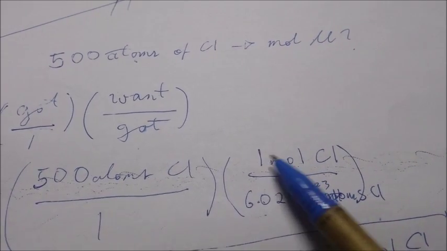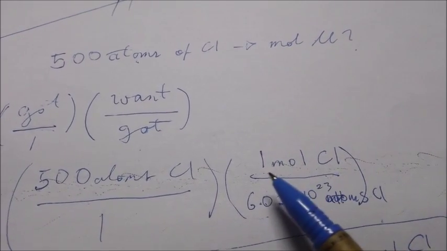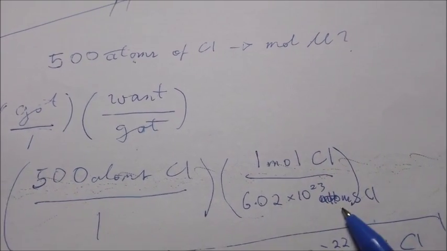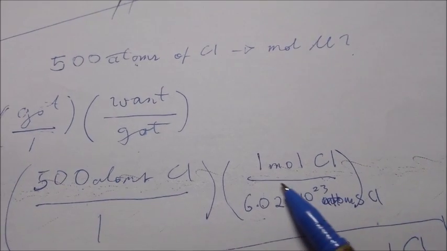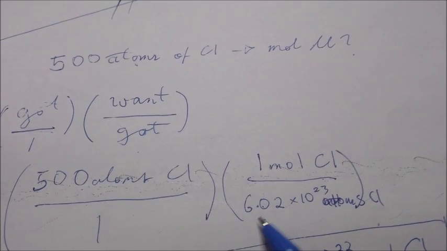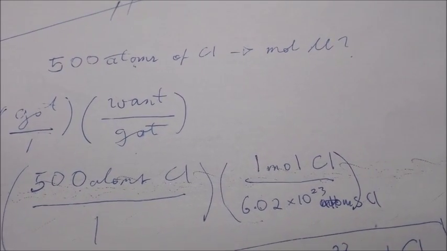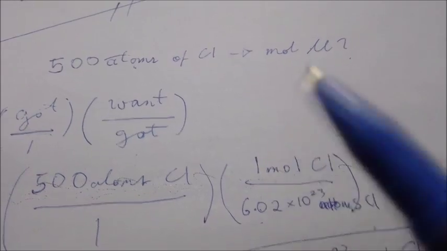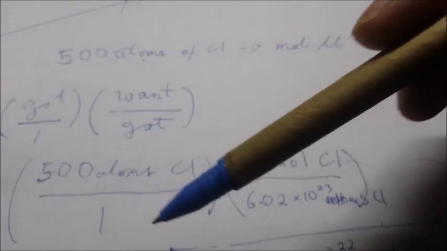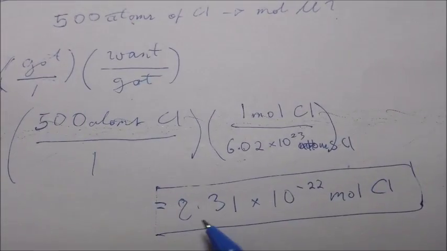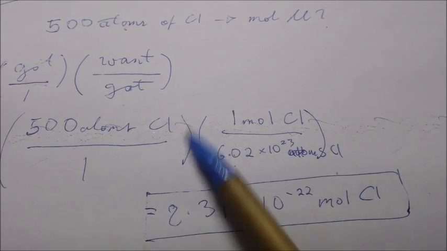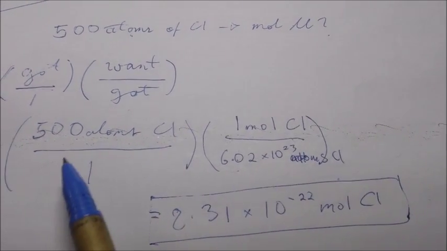It's moles, so we put 1 mole of chlorine, and to represent 1 mole of chlorine you have to use the Avogadro's number. So basically, this represents 1 mole of chlorine. In order to get 1 mole of chlorine, you're going to have to use the Avogadro's number. When you type that into your calculator, you're going to have 8.31 times 10 raised to the negative 22nd moles of chlorine.